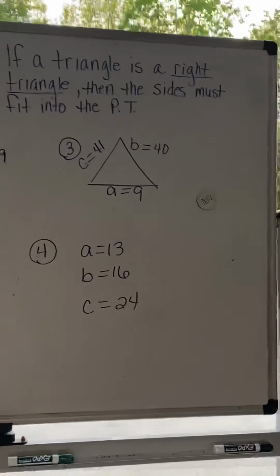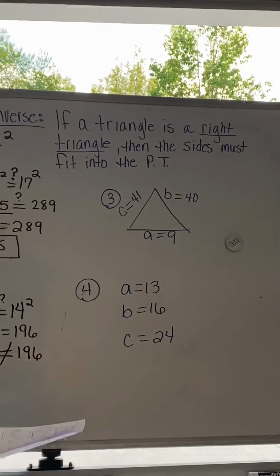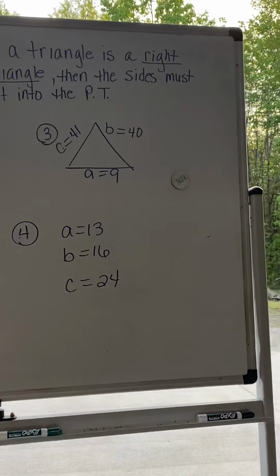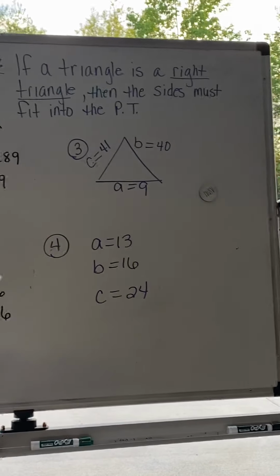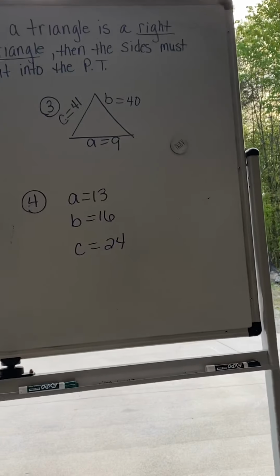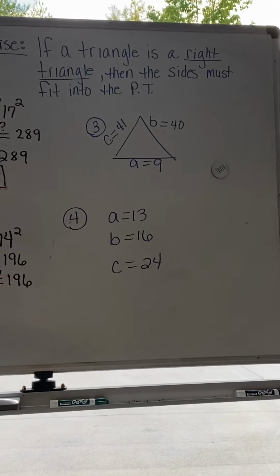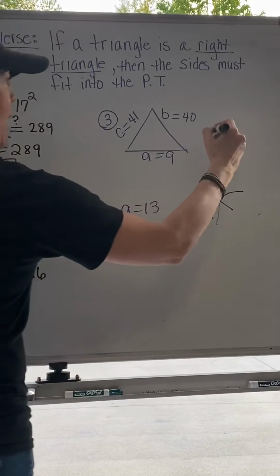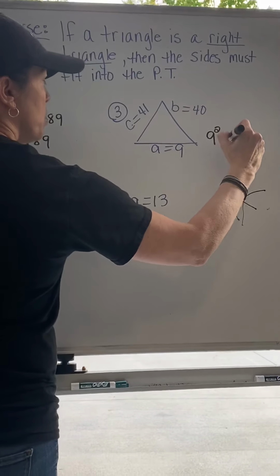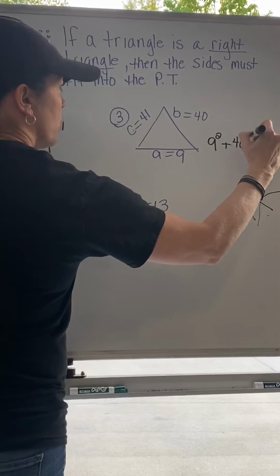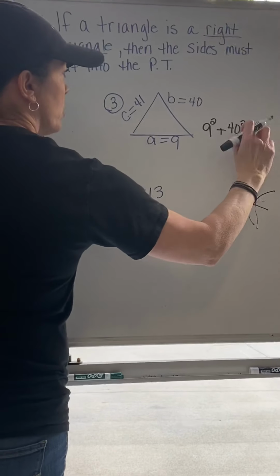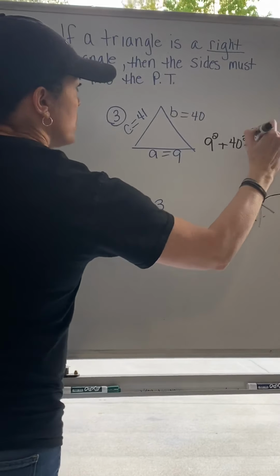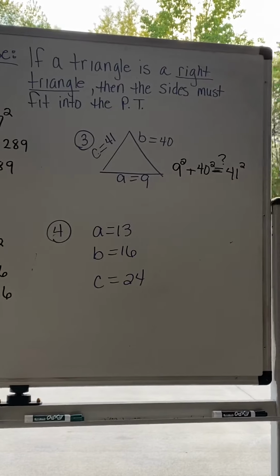Okay, for number three, just because it's drawn like this, don't automatically assume that the answer is no. It's just a triangle, so we're just trying to see if it actually fits into the Pythagorean theorem. It doesn't look like a right triangle, but that doesn't matter. You've got to look at the sides and see if they fit into the Pythagorean theorem. So A is 9, I'm going to do 9 squared. Plus B is 40, I'm going to do 40 squared. That should equal C, which is 41, so I'm going to do 41 squared. I'm actually going to see if they equal or not.